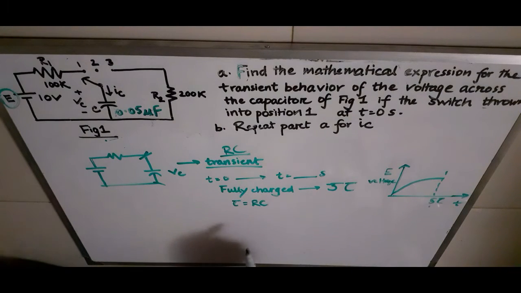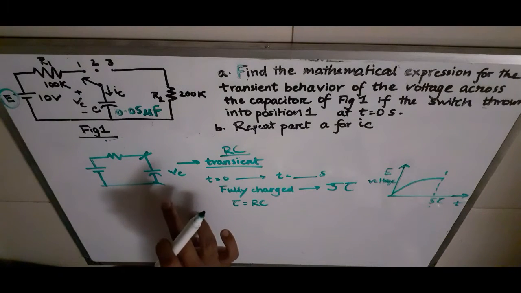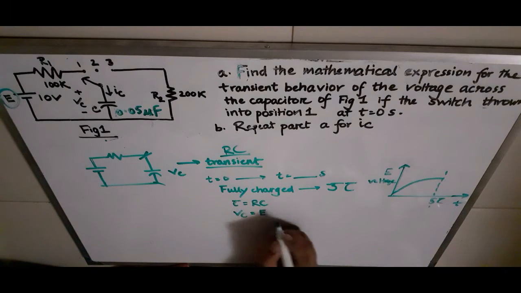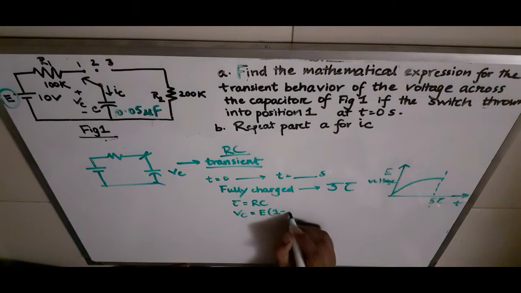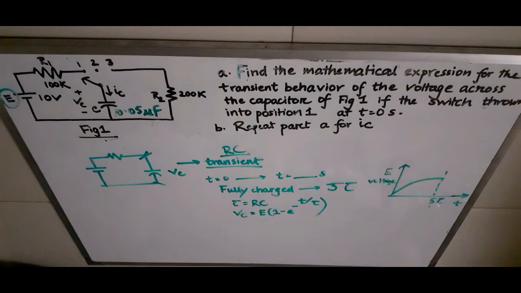What is R? R is the value of the resistor, C is the value of the capacitor, right? This thing you need to remember. And if we are asked to find out the voltage across this capacitor, that can also be found using this formula. Vc equals E into 1 minus e to the power minus t over tau. Using this formula we can figure out the voltage across this capacitor.